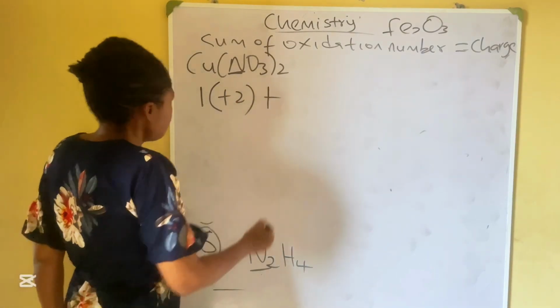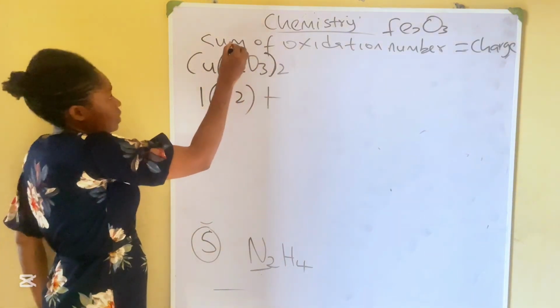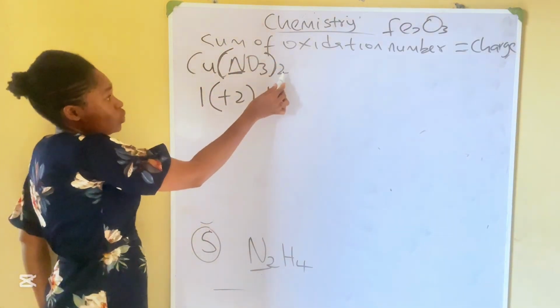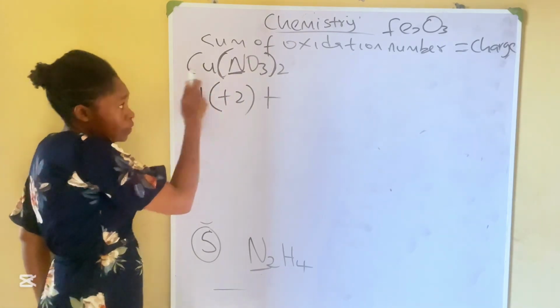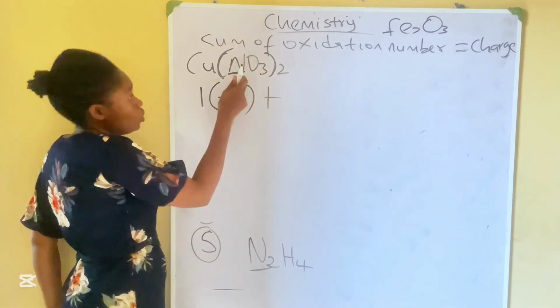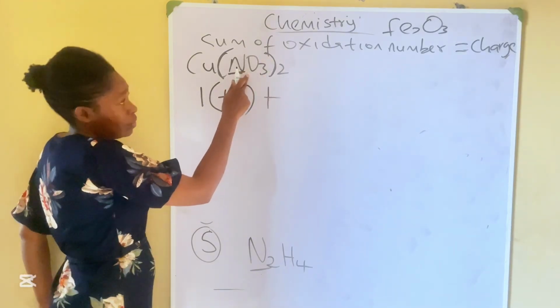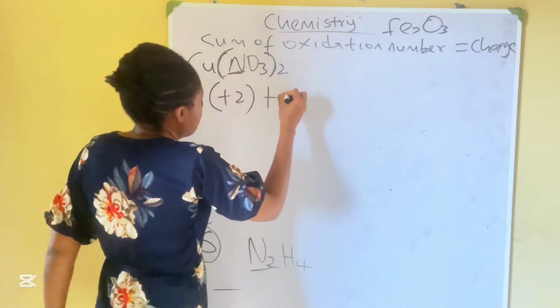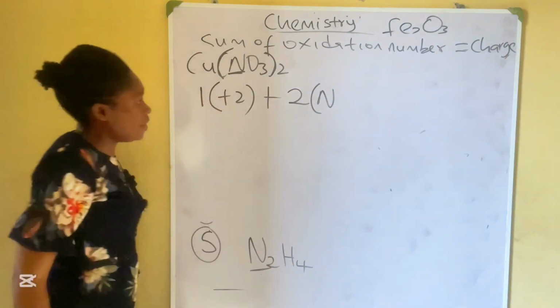Plus, remember, what is inside this parenthesis? The 2 affects only what is inside, not the one that's outside. So 2 times, how many atoms of nitrogen do I have here? I have 1. 2 times 1 is 2. So I'm looking for the association number of nitrogen. I call it N.